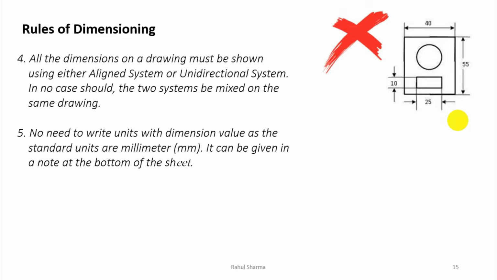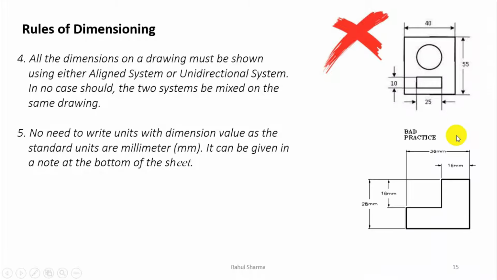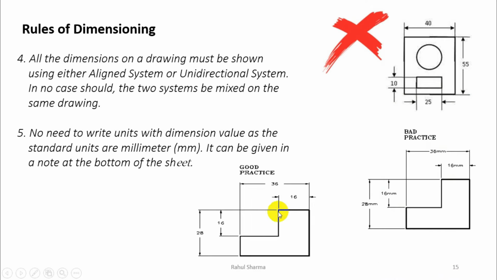Now the next point: we have no need to write the units with the dimension value because the standard unit is millimeter. In this diagram you can see we have written the mm units with the dimension value. We must avoid this. If we have drawn a number of diagrams on a sheet, at the bottom we can write that all dimensions are in mm. Here we have given no units, and this is the good practice of dimensioning.